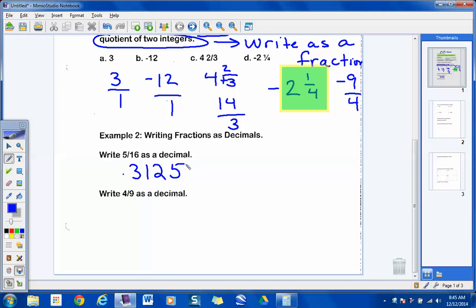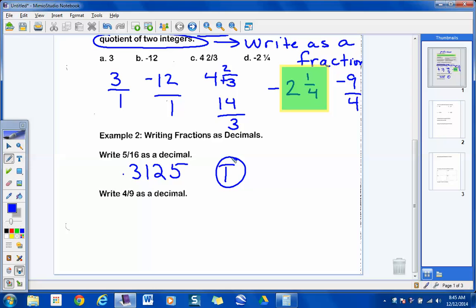By the way, is this a repeating decimal or a terminating decimal? Terminates. It ends at the 5. Was anything even repeating up here? I'll put a T back here just to get you to understand that it terminates. Okay. Next one is 4 divided by 9.